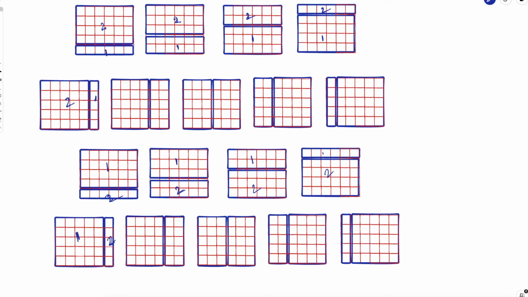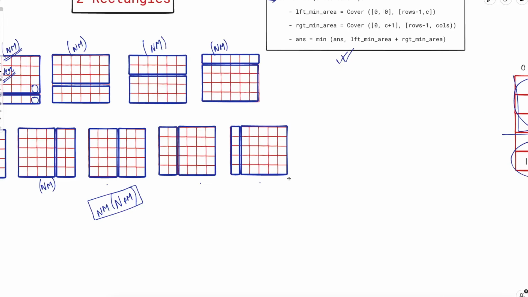So for each vertical partitioning, you will try out two possibilities: the left side with two rectangles, right side with one rectangle, or left side with one rectangle and right side with two rectangles. And for finding out the left side with two rectangles, you can use the algorithm that we have for two rectangles, right? This particular algorithm. Let's say this function is f2, and for one rectangle the function is f1. So you give a grid in f2, it will give you the minimum area to cover the entire thing with two rectangles. You give a grid in f1 and it will give you the minimum area to cover the entire thing with just one rectangle.